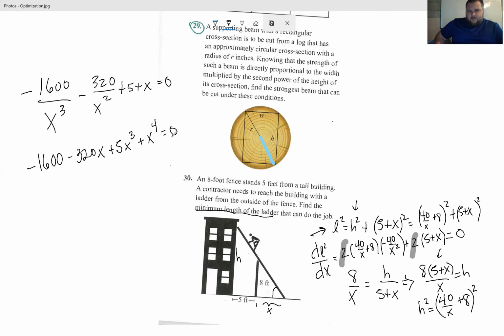Thinking maybe I should have taken the derivative in a different form to make this easier to solve. See what happens if I try to group these. Would you look at that?